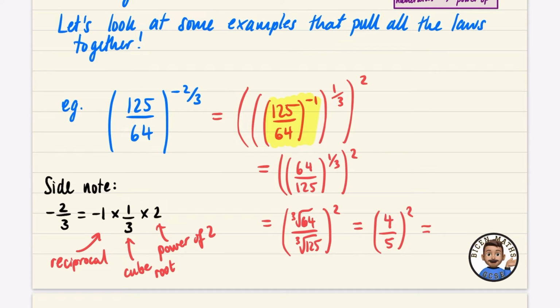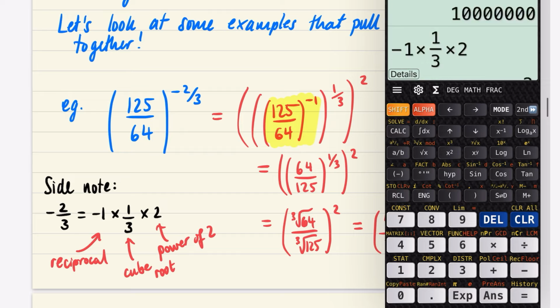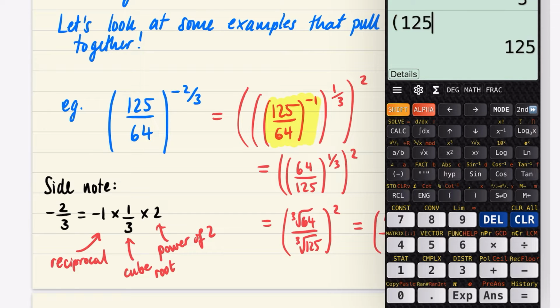Now we know that this law says that the squaring applies to the 4 and the 5 at the same time. So you get 4 squared over 5 squared. So our answer is 16 over 25. We're going to just quickly check that that's right on the calculator by doing 125 over 64, close those brackets and do it to the power of minus 2/3. And we do get 16 over 25, which of course is 0.64 as a decimal.